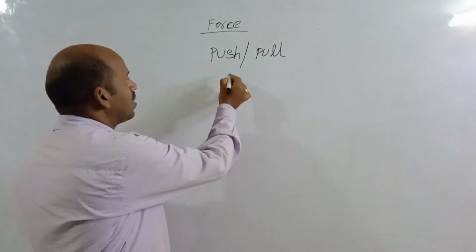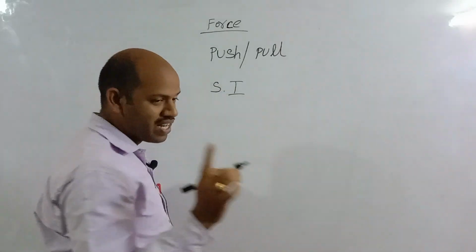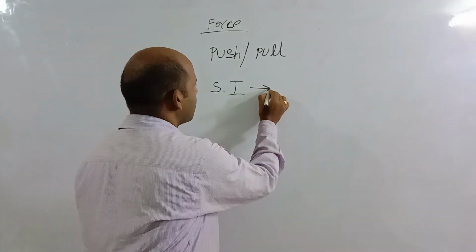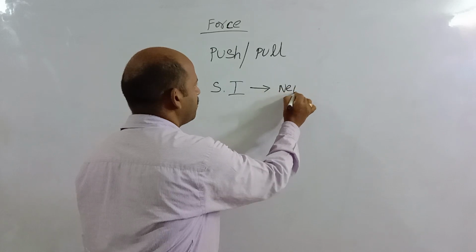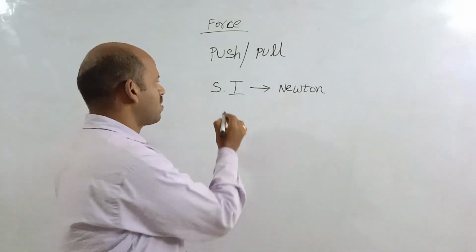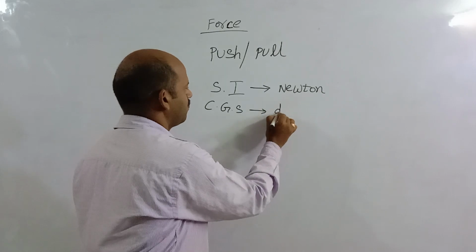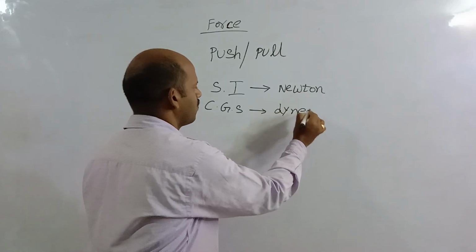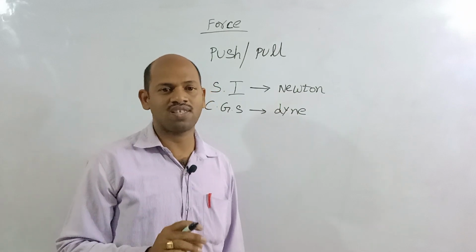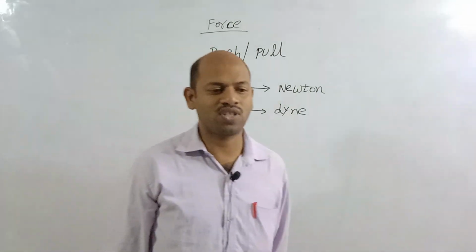And now we have to learn what the units of force are. We have mainly discussed two types of units. One is the SI unit. The SI unit of force is Newton. And the CGS unit of force is dyne. What is the SI unit of force? The SI unit of force is Newton. And what is the CGS unit of force? That is dyne.